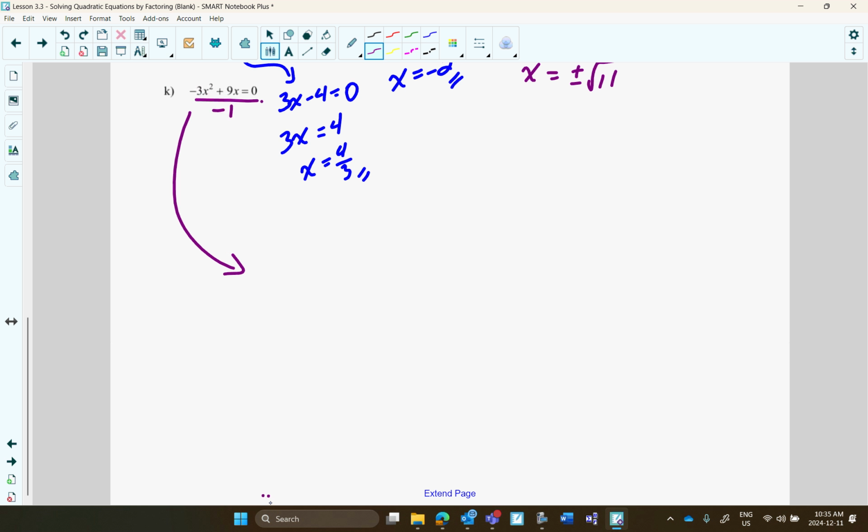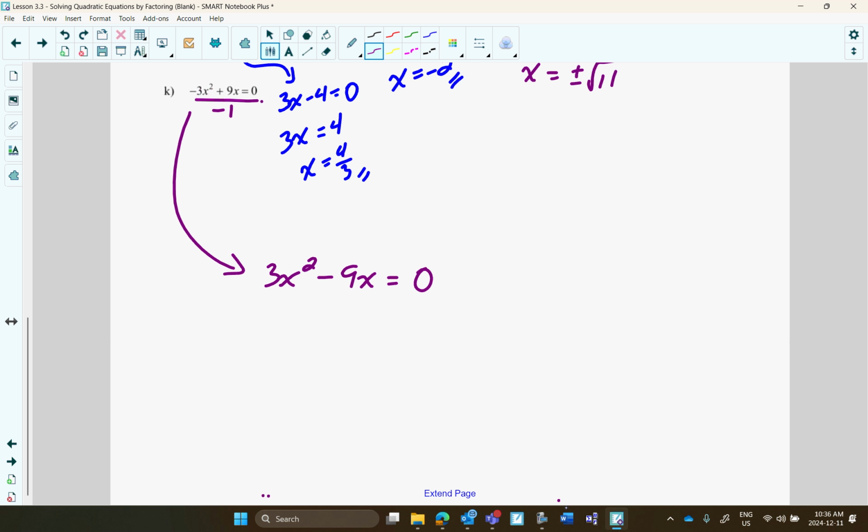Divide everything by -1. And remember, if you're going to divide one thing, you've got to divide everything. So what's this divided by -1? It's positive 3x squared. What's this divided by -1? Negative 9x equals, what's 0 divided by -1? Still 0. That's much easier to deal with.